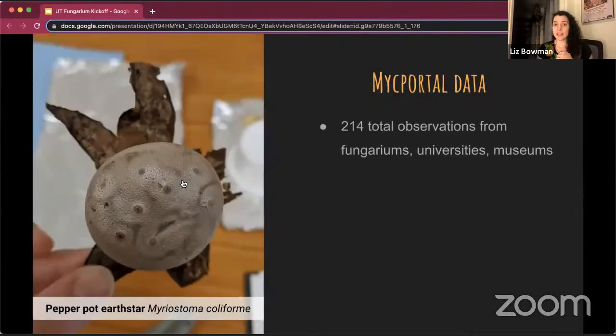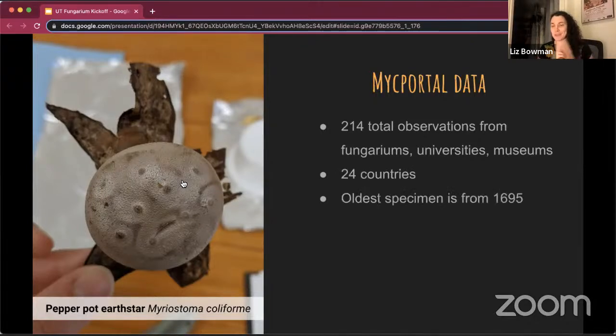And with this data, there were 214 total observations I was able to download. They were from 24 countries, including one that was just labeled Earth. So you can see you can be as broad as you want to be, although something a little bit more narrow would be better. The oldest specimen was from 1695, although most of the specimens were from the 1800s, 1900s, and the 21st century.